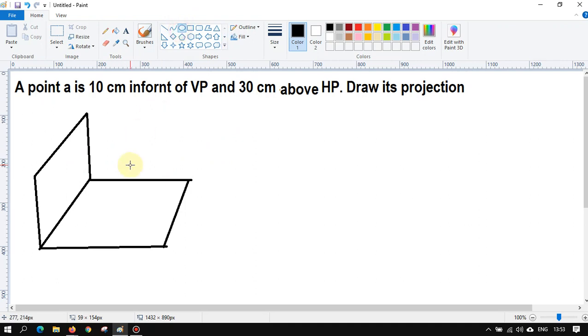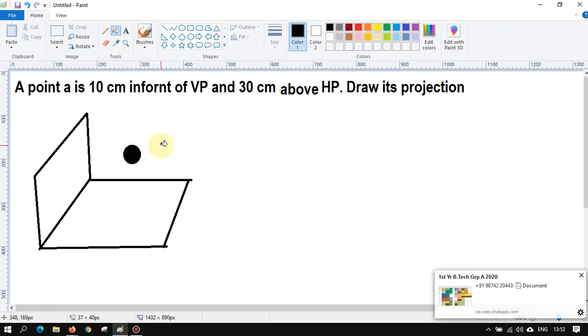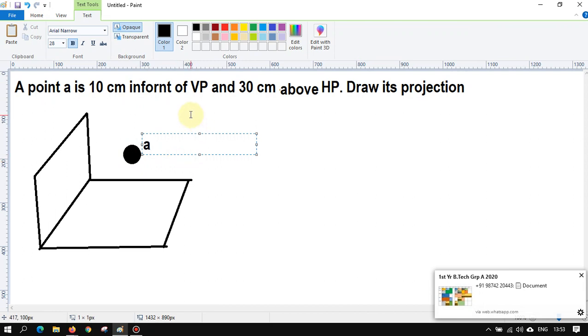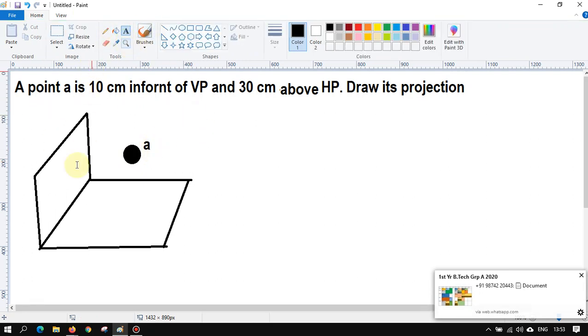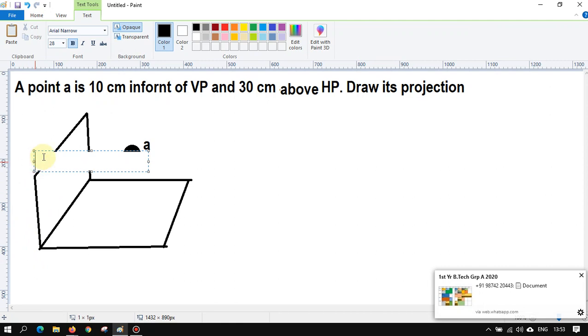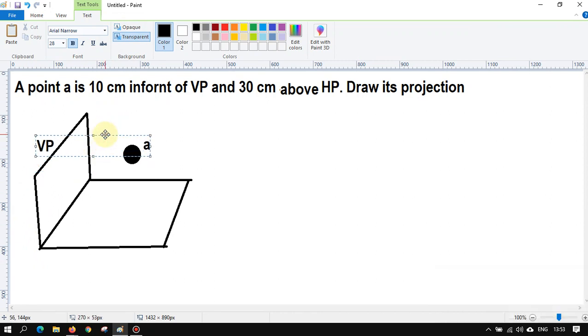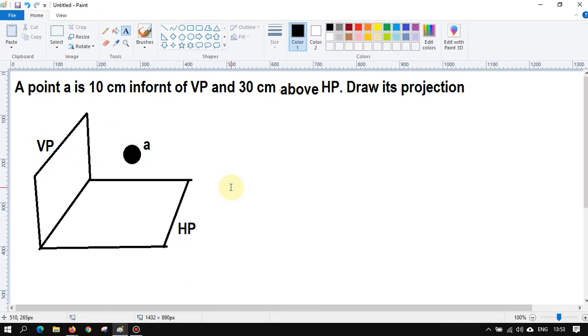Next I need a point. Let me color the point with black. Can anyone tell me what is written over there? There is written that this point is A. As per the question, this point is A, and if I consider this to be my vertical plane, that is VP, and this is my horizontal plane, HP.